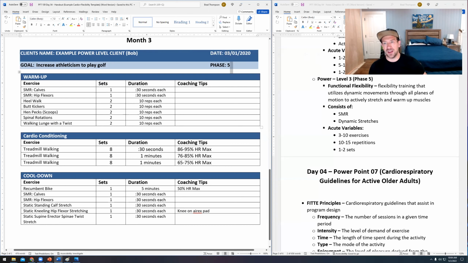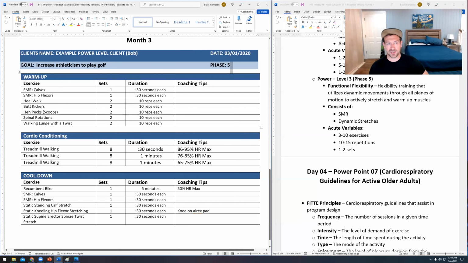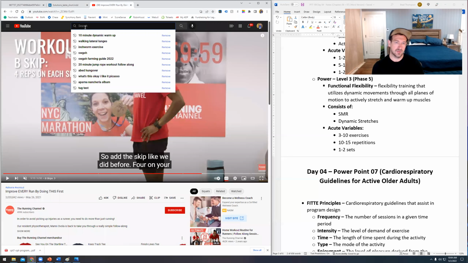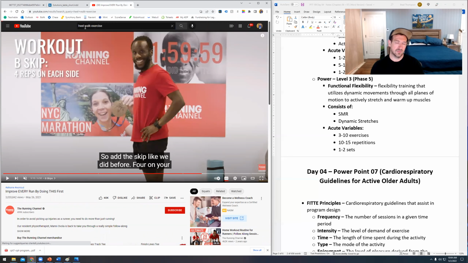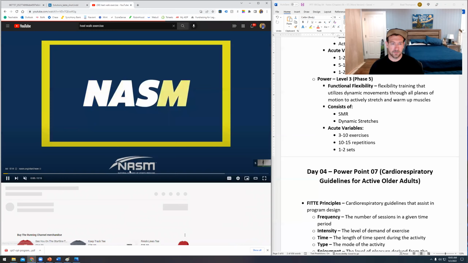We'll get into all 5 phases in the program design part when we get to the resistance training part, because then there is a difference between all the other ones. But Bob is still going to SMR his tight calves and his tight hip flexors, right? But now he's going to do some dynamic stretches. He's going to do a heel walk, okay? Now a heel walk, it looks like this. It's kind of a goofy looking exercise, but it's actually a pretty good one.